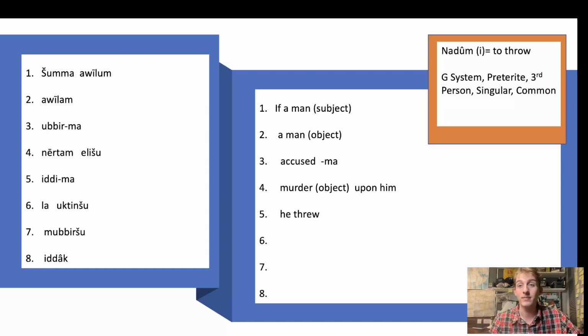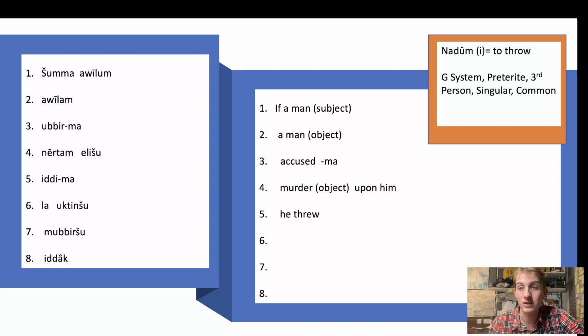So idima is coming from nadum, which means to throw, and it's in the G system preterite third person singular common. So nadum is a third weak verb, which means that its third consonant is removed. So it doesn't have a third consonant, and that's why it has this contraction here, which we can see over the U. And this im isn't actually a root letter, it's actually just part of the dictionary ending of a verb. So whenever you see im, it's not actually going to be a root letter if it's at the end, it's just showing us that this is in the infinitive. So here we have this in, which begins assimilating to the D, and it's going to mean he threw.